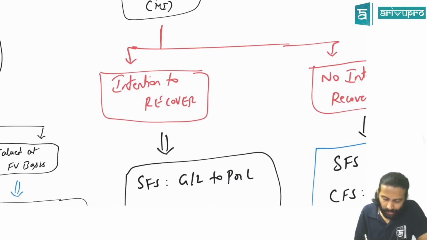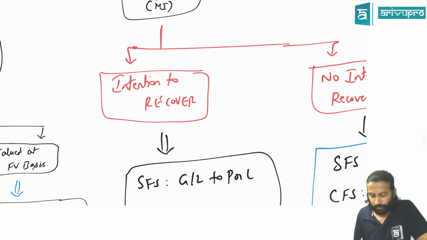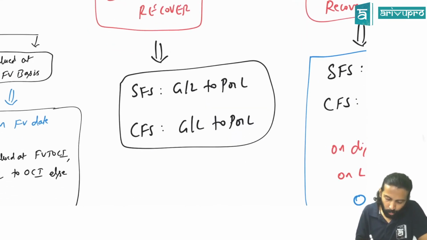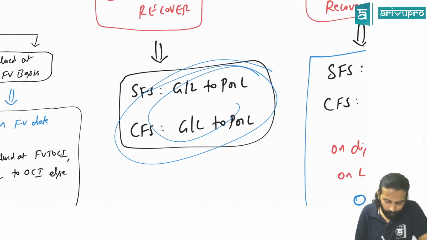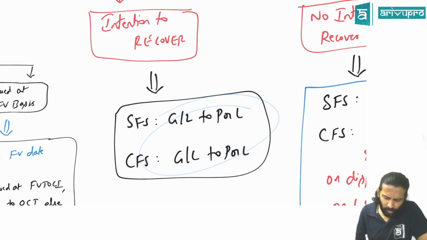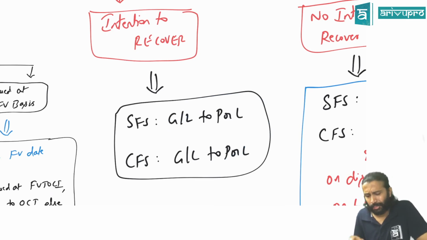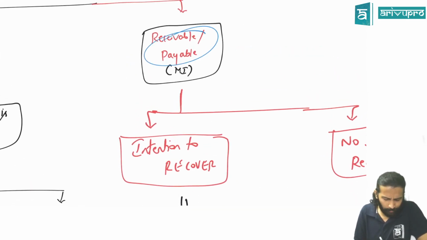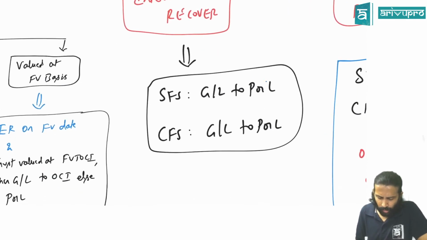Before you check the treatment for that gain or loss, first you have to check whether you have an intention to recover. Not the actual recoverability, but the intention to recover. If the intention to recover is there, it goes to P&L in both SFS and CFS. In SFS, it has to go to P&L only, because this is a monetary item. Loan given, receivable, loan taken, all these are monetary items. The gain or loss on a monetary item will go to P&L only.